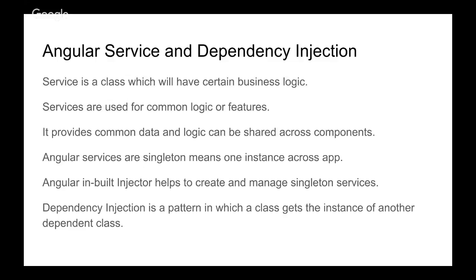And how it does it: dependency injection is nothing but a class getting an instance of another class. In very layman terms, that's what dependency injection is. I have written my class with some functionalities that depend on some other functionality, and to get that other functionality I need an instance of that class so that I can use the methods and properties of that class. And how we can do that is called dependency injection. So it's just a pattern.